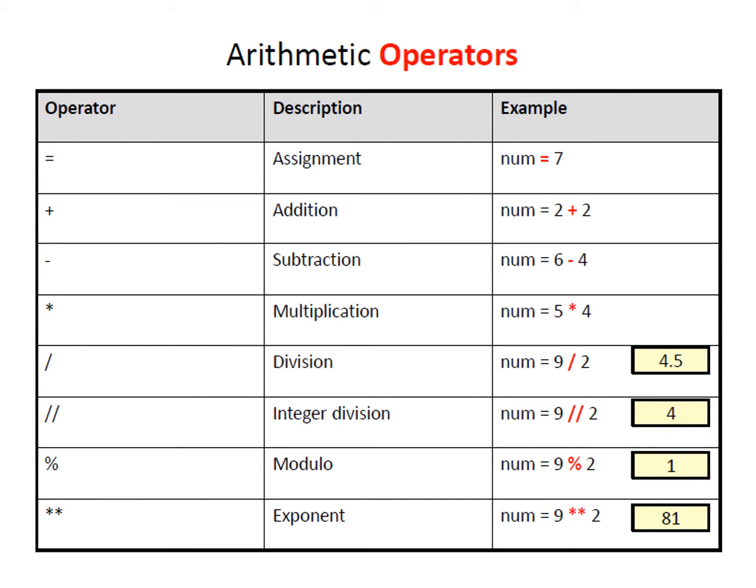So these are the types of operators. You have assignment, addition, subtraction, multiplication, division, integer division, modulus, which is also called modulo, and exponent. So you are familiar with all of these. You assign the number equal to 7, and addition, subtraction, multiplication, division, you are used to it. Integer division, the result you will get is an integer. You will not have any decimal points like the regular division. And modulus is the leftover from the division. So 9 divided by 2, you get leftover 1, so it's displayed as 1. And 9 exponent of 2 means 9 to the power of 2, so 9 times 9, you get 81.